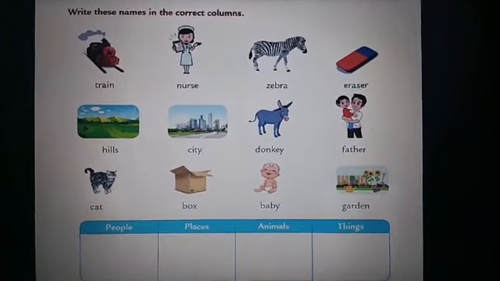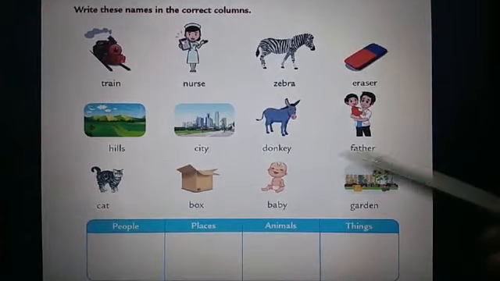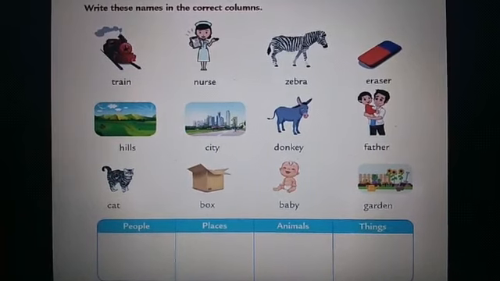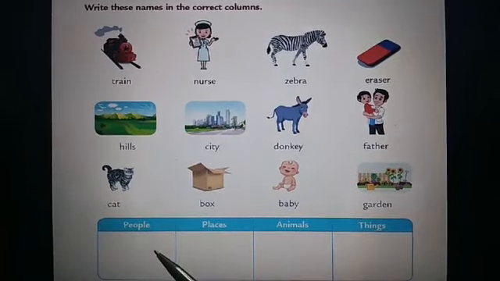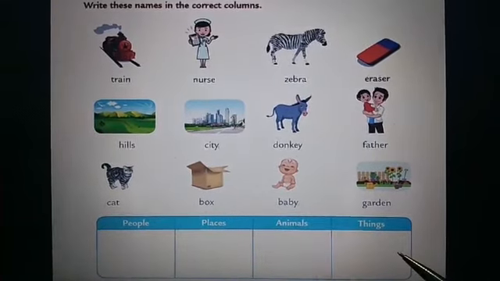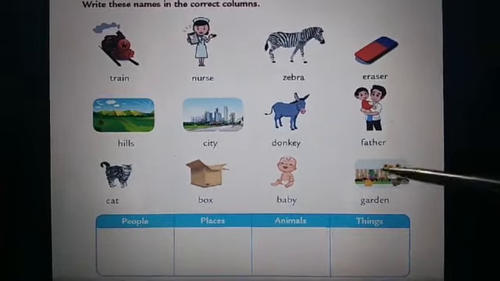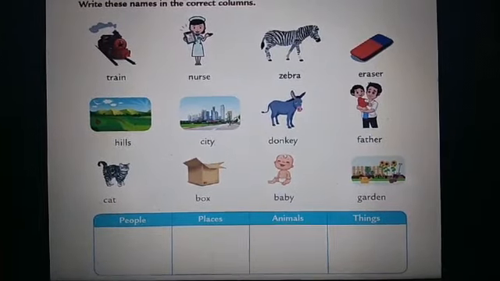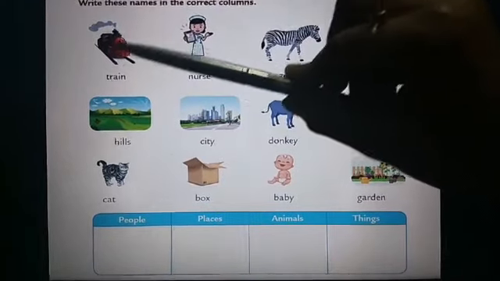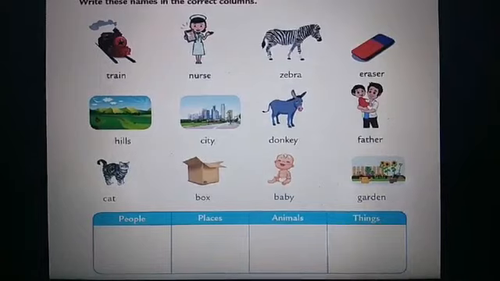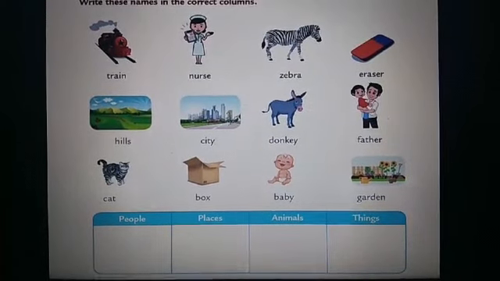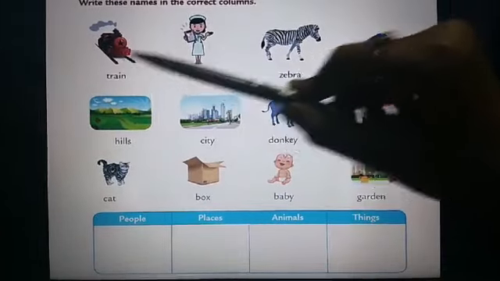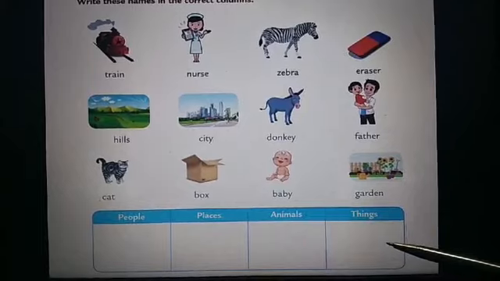Kids, now let's play a puzzle game. Here are some mixed pictures of naming words. What you have to do is place the correct names in the correct columns, like people, places, animals and things. You have to identify among these pictures which column each picture comes in. Let us see our first picture. The first picture is of a train. Is a train a person? No. A place? No. An animal? No. It is a thing. So train will come in this column.